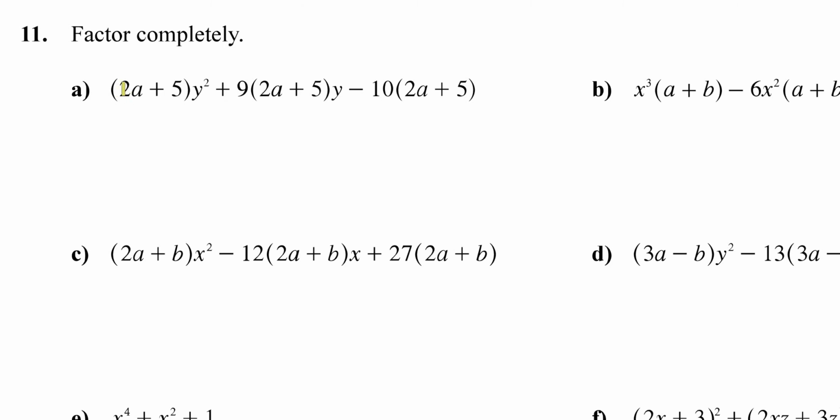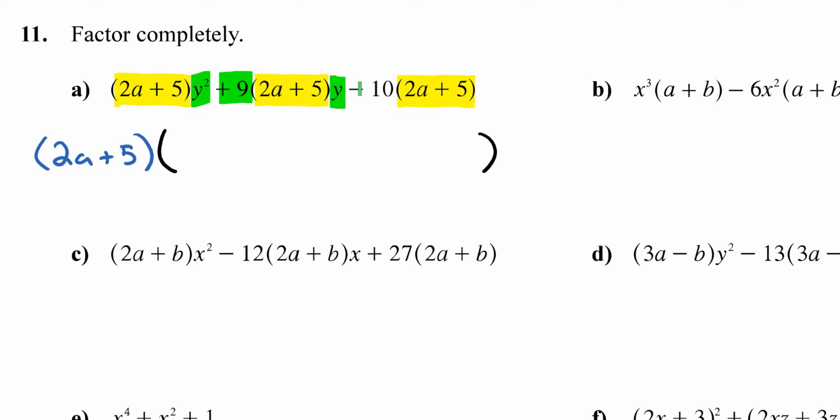So for question 11a, every single term has a 2a plus 5. That's a common factor, so that means you can pull that out. So 2a plus 5. If I pull that out, you'll notice that we have leftovers, right? And what is left over? Well, there's a y squared, there's a 9y, and there's a negative 10.